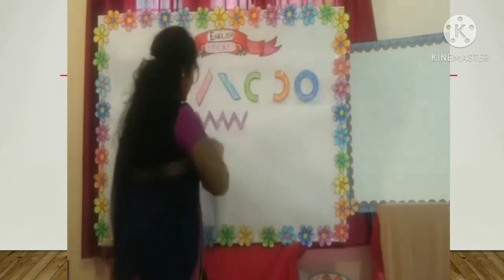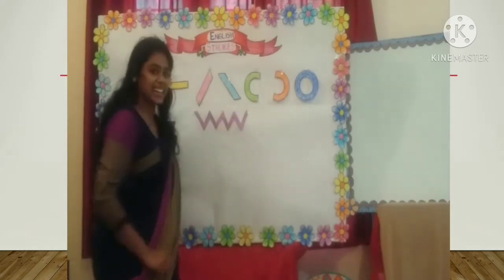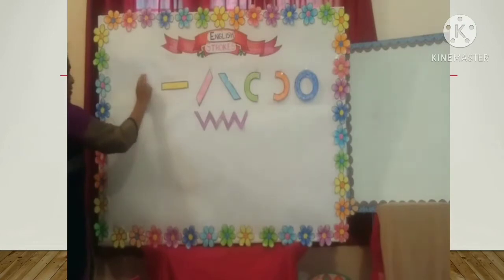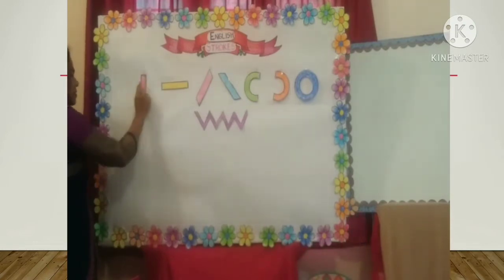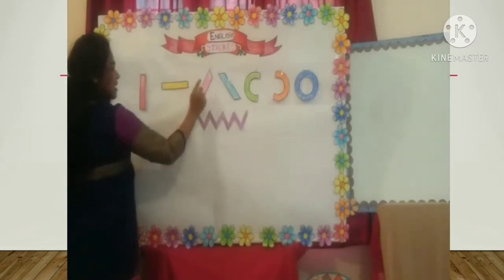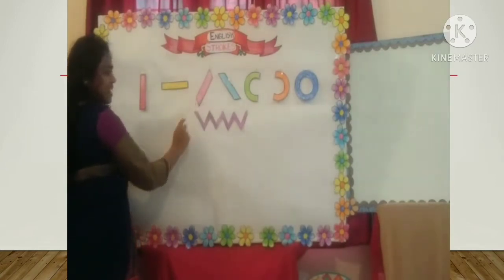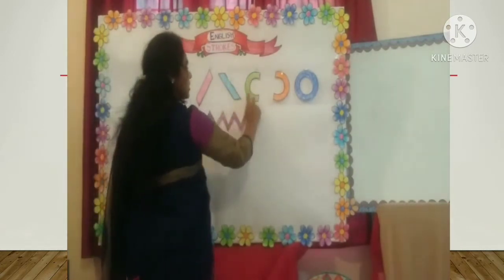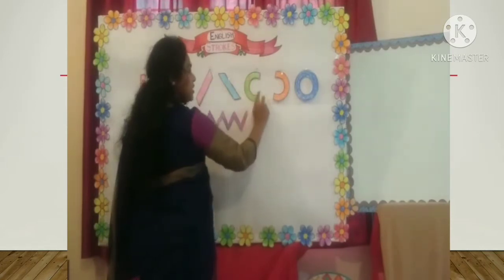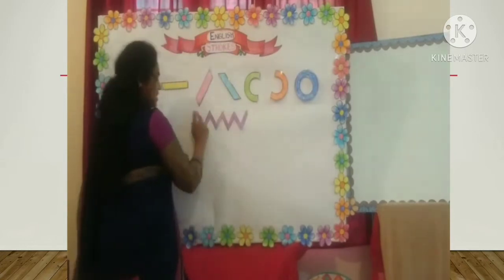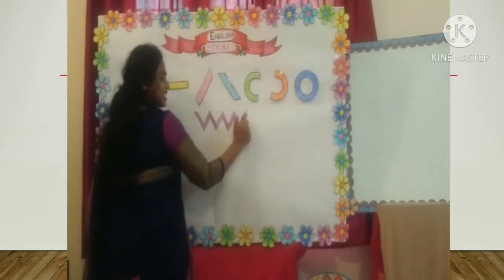Zigzag. This is zigzag. How to write it now? Standing line, start from the top to bottom. Standing line, sleeping line, right slanting line, left slanting line, curve, right curve, left curve, circle, zigzag.